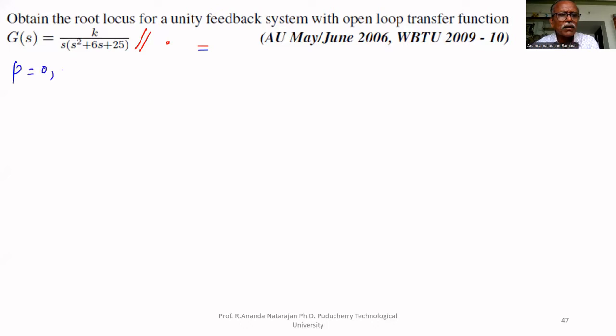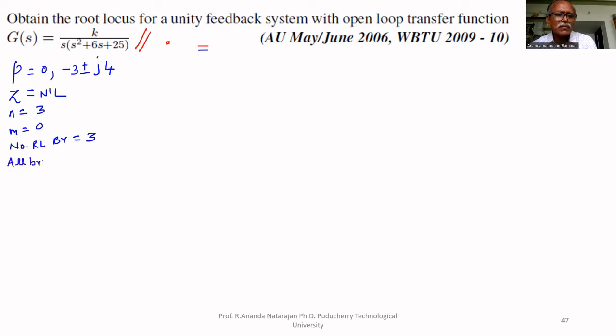p equal to 0, minus 3 plus or minus j4. Zeros, no zeros, z equal to nil. Therefore, n equal to 3 and m equal to 0. So, number of root locus branches equal to 3. And all branches end at infinity.